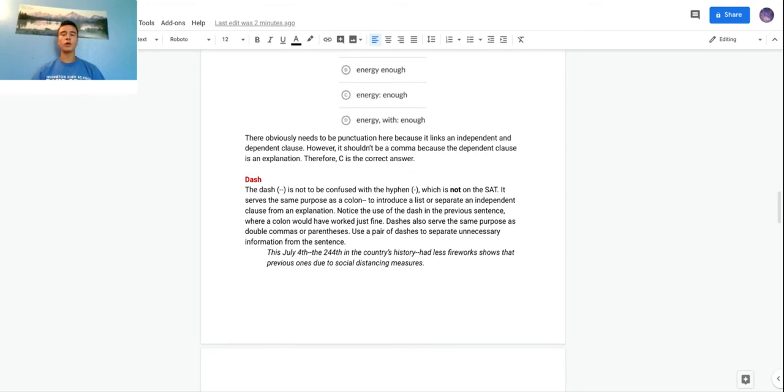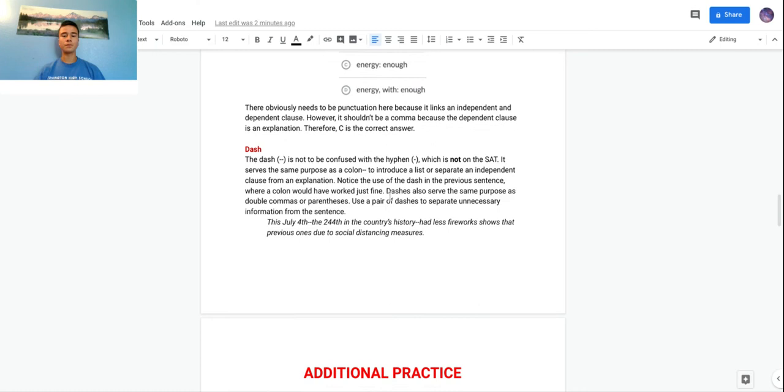So this last type of punctuation you should know is the dash. It's not to be confused with the hyphen, which is kind of shorter, but it doesn't really matter how it looks. The SAT does not focus on the hyphen, it's only the dash. So it serves pretty much the same purpose as a colon, to introduce a list or separate an independent clause from an explanation or additional information. If you can see here, I used a dash within the sentence, where a colon would have done just fine, but you can just use it to serve the same purpose.